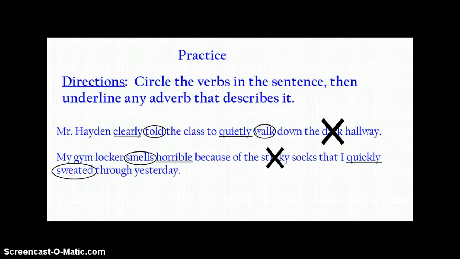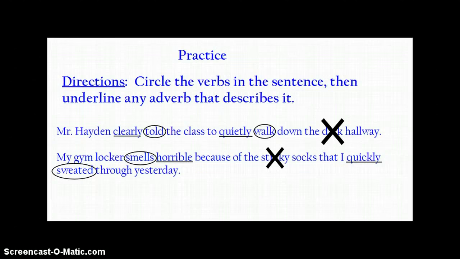If we look at the second sentence, my gym locker smells horrible because of the stinky socks that I quickly sweated through yesterday. The verbs, smells and sweated, those are the actions. Horrible describes what the gym locker smells like. Quickly describes how fast I sweated through the socks. Stinky is describing the socks. Socks are a noun, so stinky is an adjective.